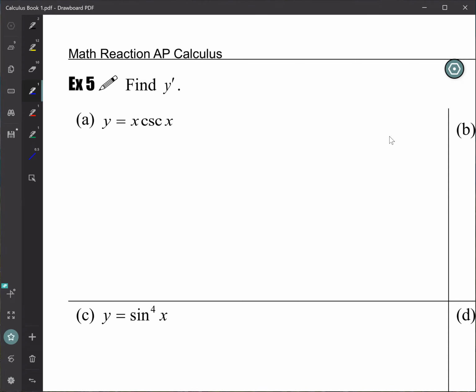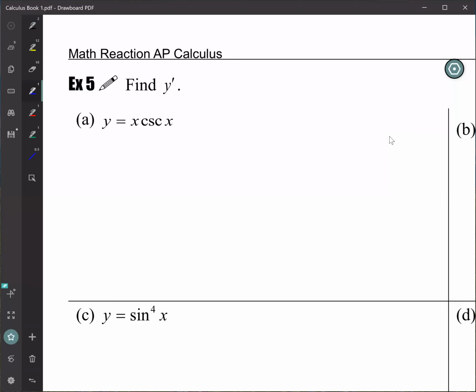Jesse, start with tangent again. Oh, my bad. Tangent prime, secant squared, secant prime, secant tan, and then what's the other one called? Oh, cotangent prime, cosecant squared. No, negative cosecant squared. Okay, and then cosecant prime, negative cosecant cotangent. Okay. Very good.